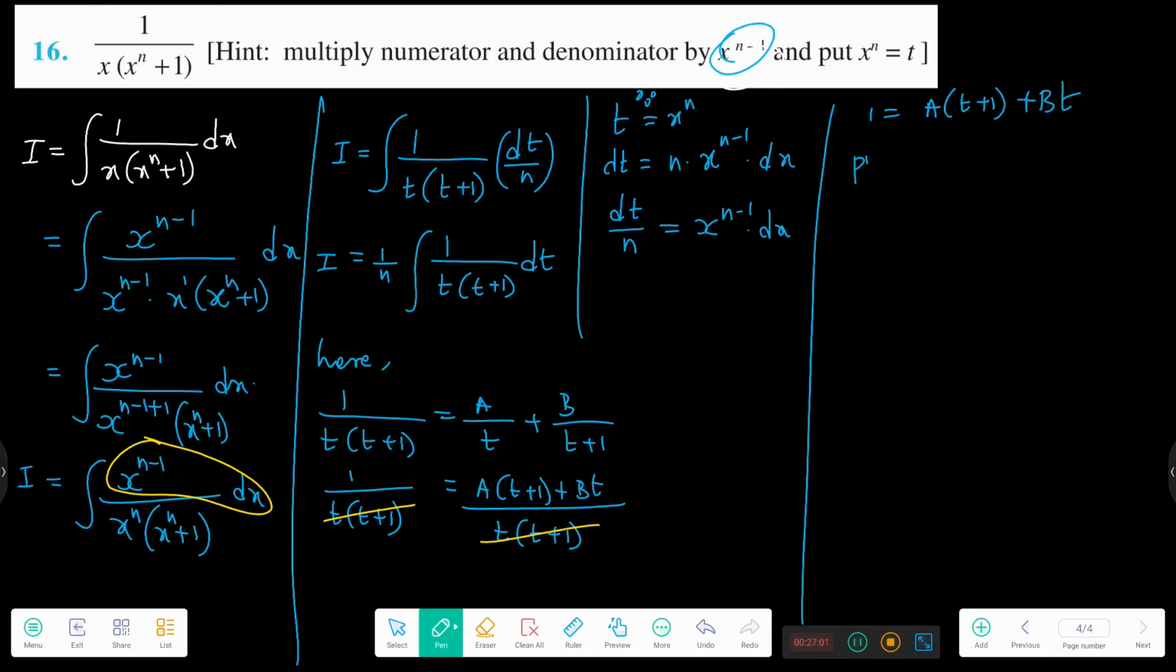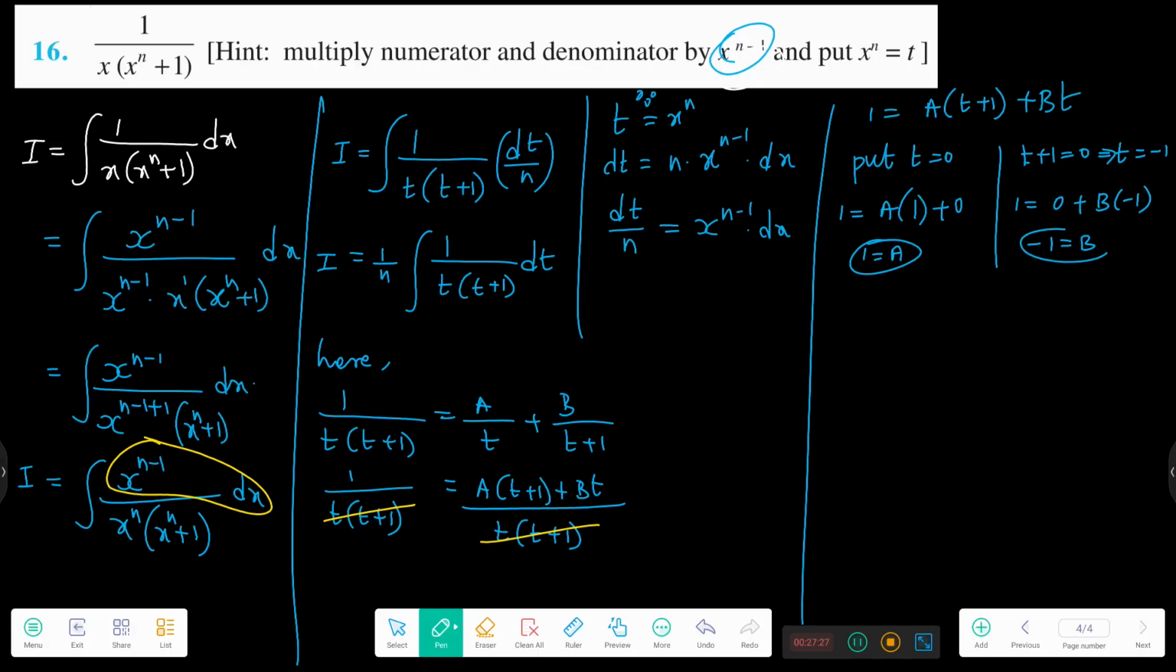Now apply, put t equal to 0. First when you apply t as 0, what I am getting, 1 equal to a into 0 plus 1, the b term will be 0, then 1 is equal to a. Next t plus 1 equal to 0 if you give, this implies t is equal to minus 1, then the a term will be 0, b into minus 1 which is equal to 1, so b equals minus 1. The b value we got, let's substitute here.